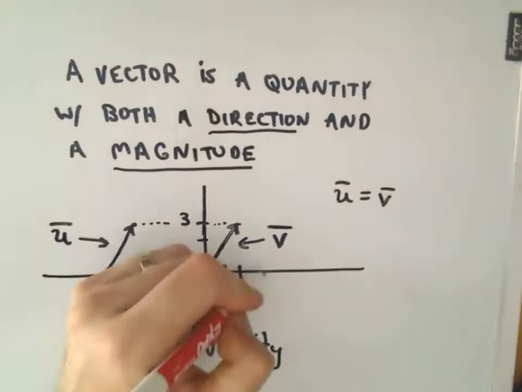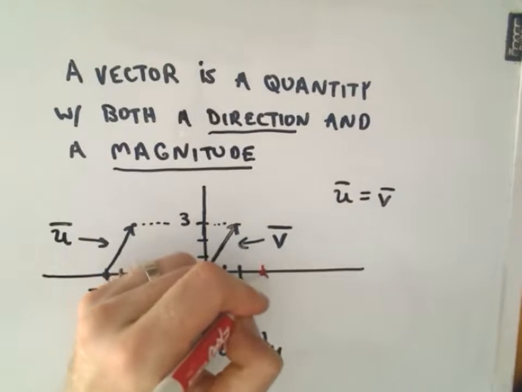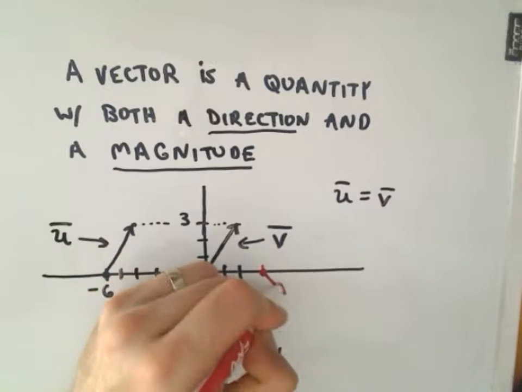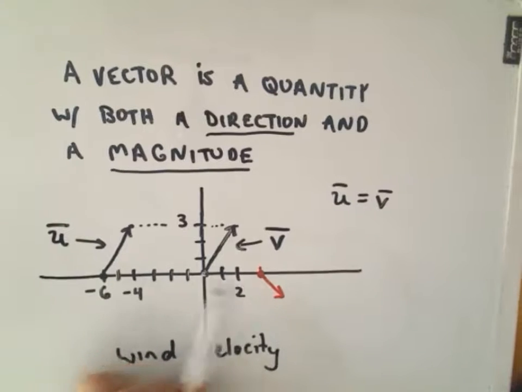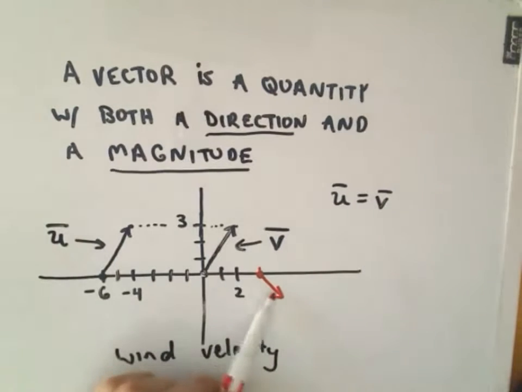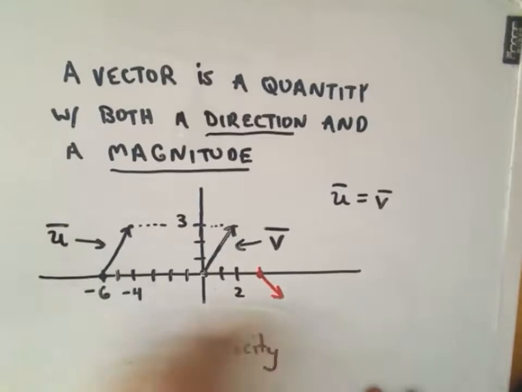And maybe one other little vector. Maybe I've got a vector that's pointing to the southeast. So to me it looks like my little red vector has a smaller length than my black vectors do. And again, all that indicates is, if we're talking about wind velocity, it says the wind's not blowing as fast, and it's definitely blowing in a different direction. Okay, the direction again indicated by the arrow. So that's vectors.